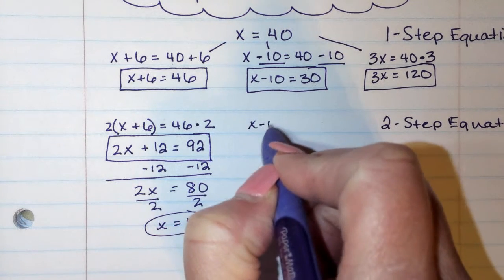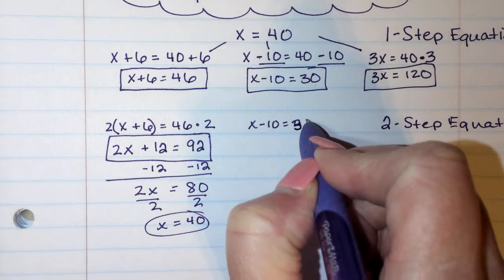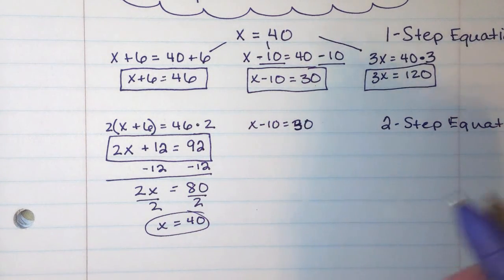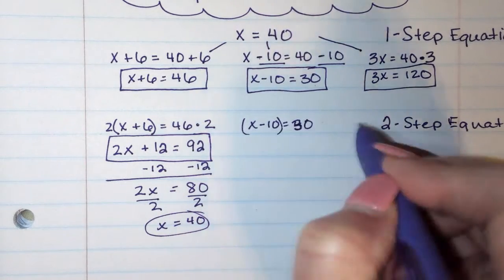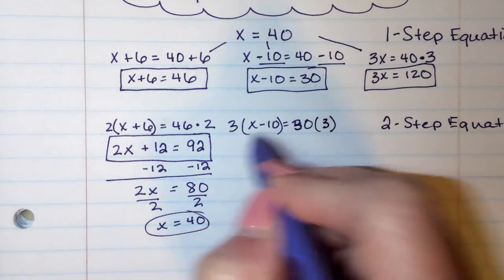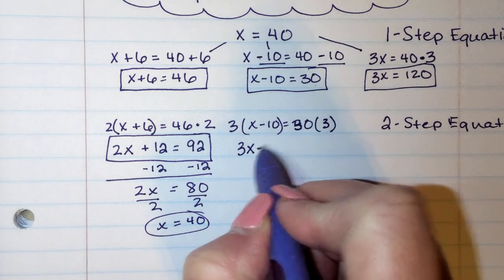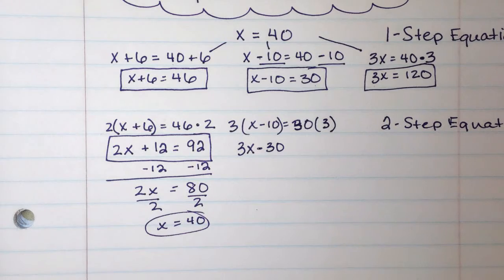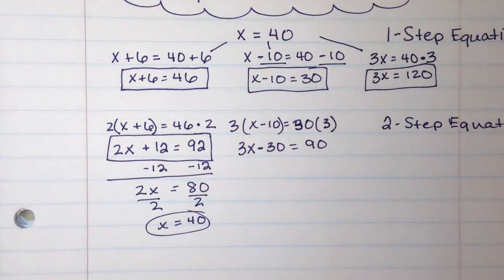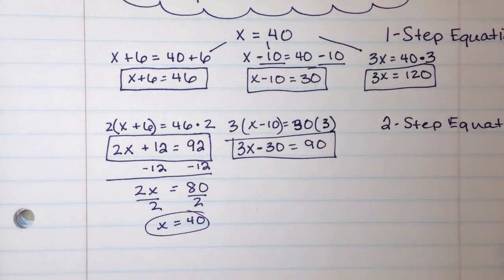I had x minus 10 equals 30. Reading the wrong line, that should be 30 because there's my equation. Okay, then I'm going to multiply both sides by a number. We'll do 3 this time. So 3 times x is 3x. 3 times negative 10 would be negative 30. And 30 times 3 would be 90. Okay, so then there is my two-step equation.